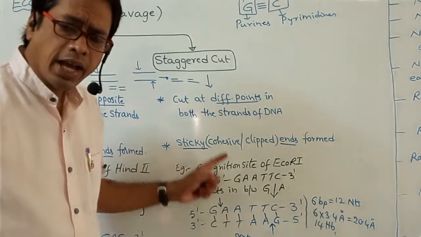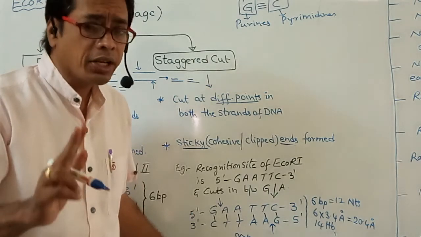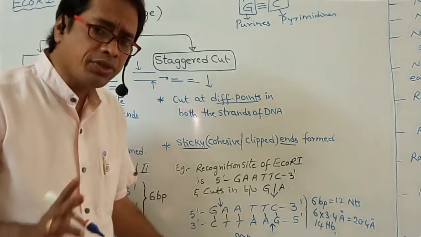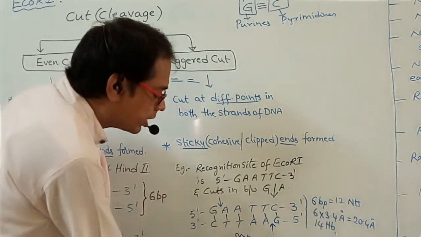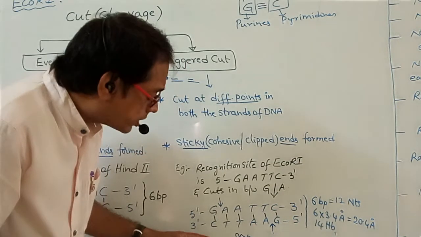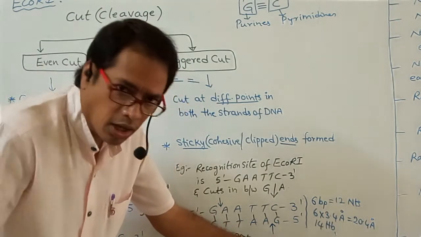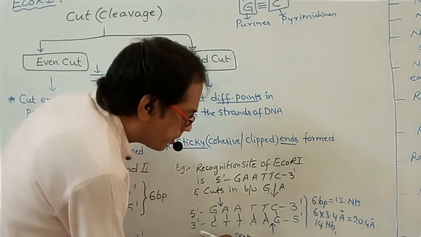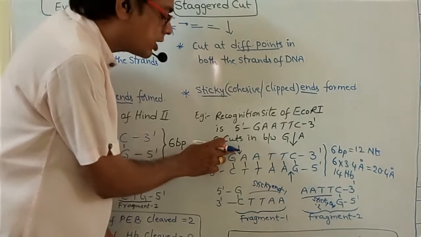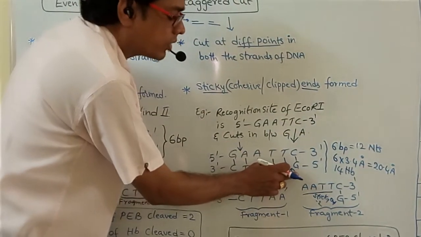Right. One staggered cut. How many fragments are formed? 2 fragments. How many sticky ends are formed? 2 sticky ends. Okay. In each fragment, number of sticky ends 1. So look at here, my dear students. The bonds that are present between GC are not broken. The bonds that are present between A and T, those hydrogen bonds are broken. So here cleavage occurs means here one phosphoester bond, here one phosphoester bond.